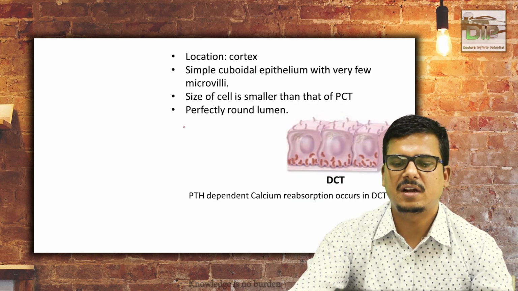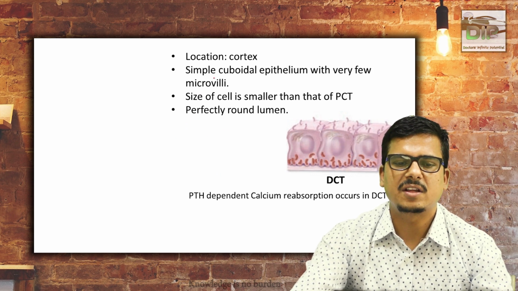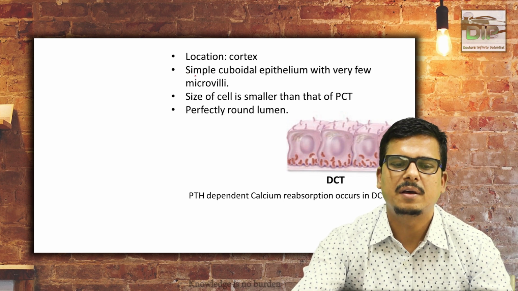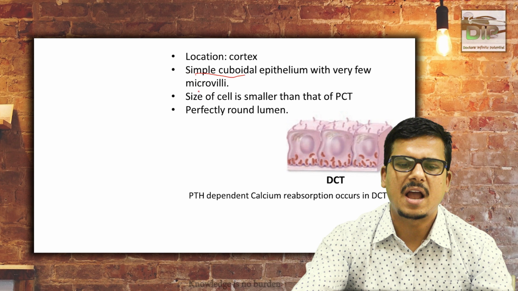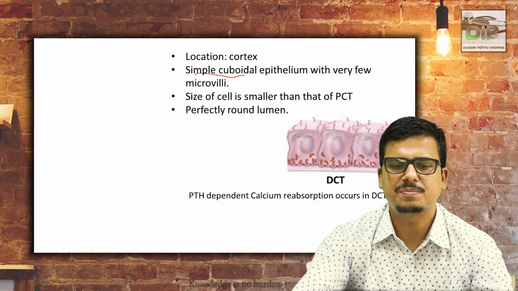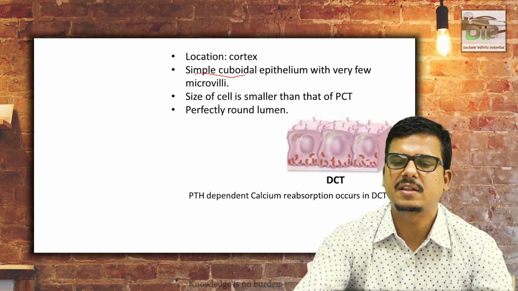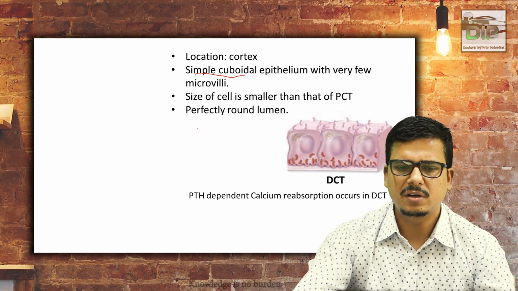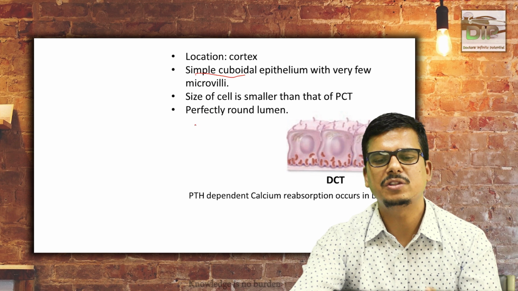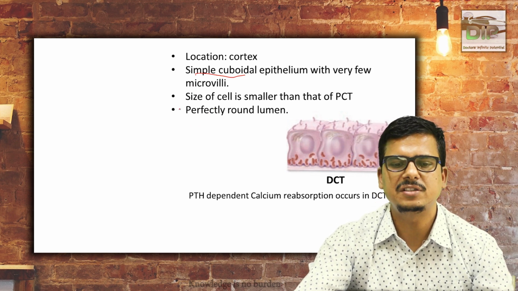Now let's see the histological features of the distal convoluted tubules. They are located in the cortex, lined by simple cuboidal epithelium, the same as the proximal convoluted tubules, but microvilli are very few, while the PCT has numerous microvilli as a brush border, and the size of the cell is also smaller than the PCT. Because in a histological section you have to differentiate which one is the PCT and which one is the DCT, these points are helpful.